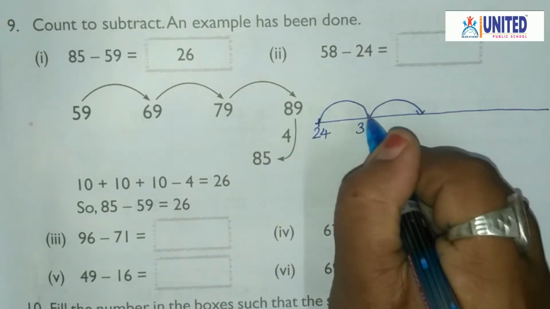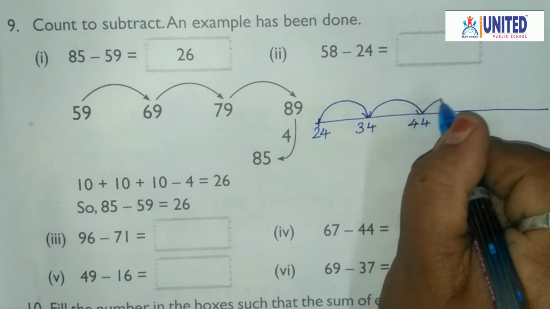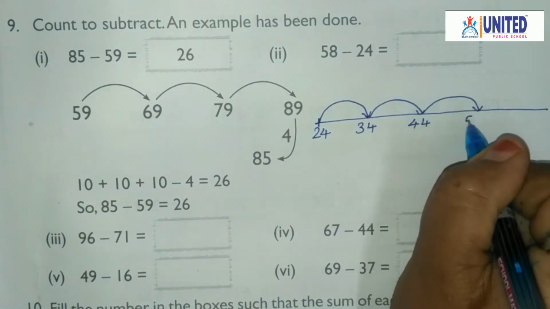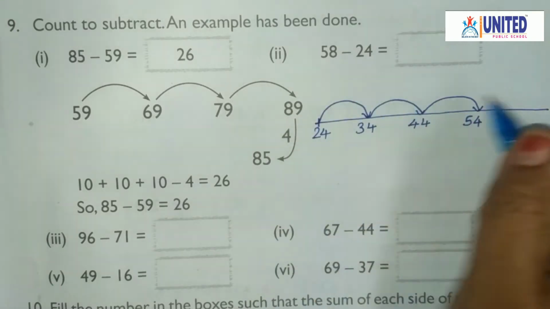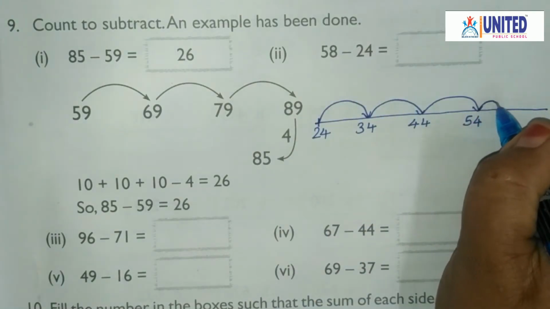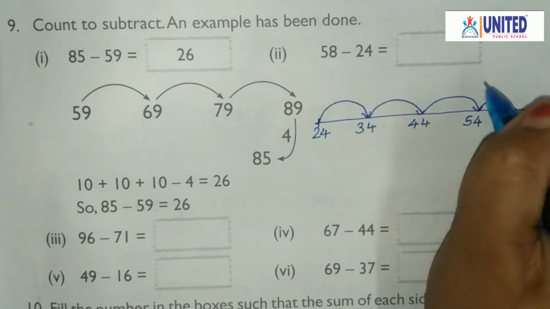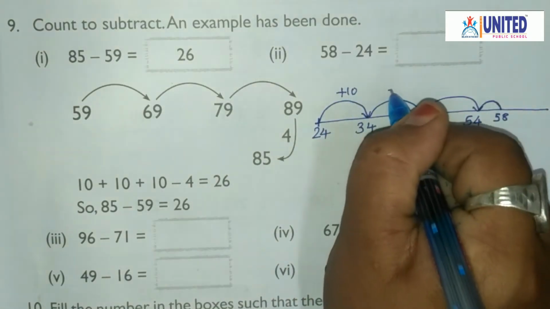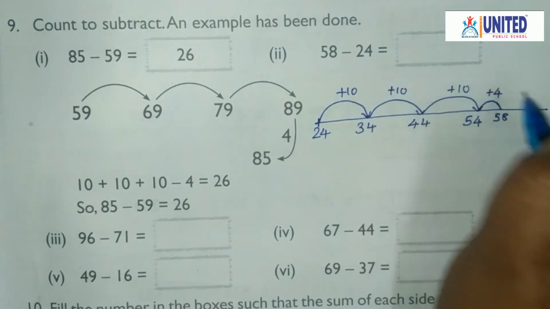34 plus 10 is what? 44. And 44 plus 10 is what? 54. Okay, now again 54 comes, but we want 58. So we add the 4 only. 54 plus 4, that is 58. So here we add 10, 10, 10, but here we add the 4.